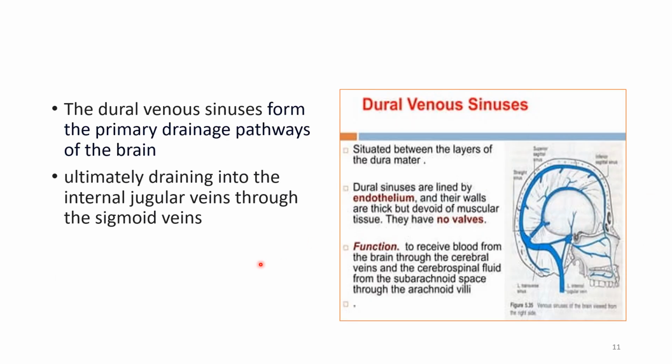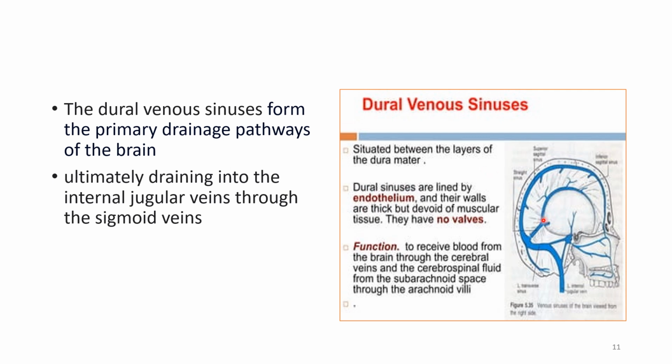The dural venous sinuses form the primary drainage pathways of the brain. So why are these sinuses important? Because they form the drainage pathways from the brain. Ultimately, these will join the internal jugular vein through the sigmoid veins. So they are situated between the two layers of the dura mater.